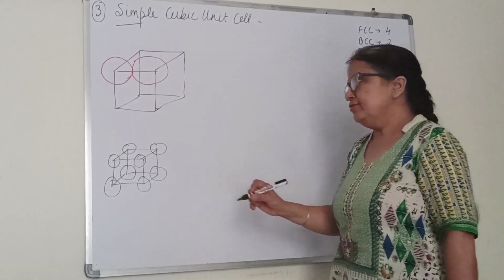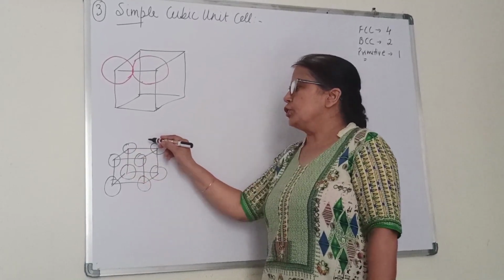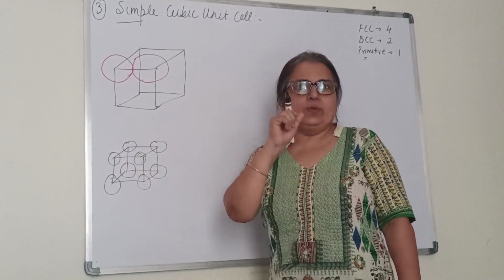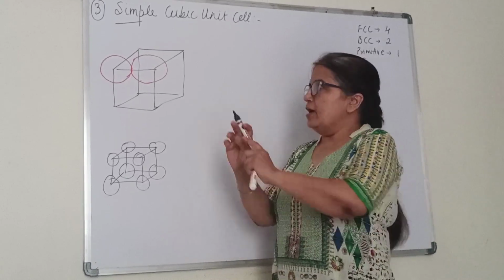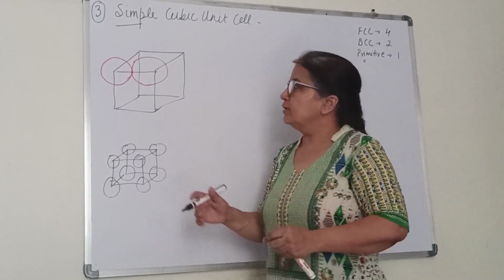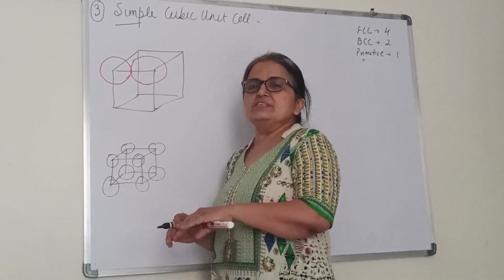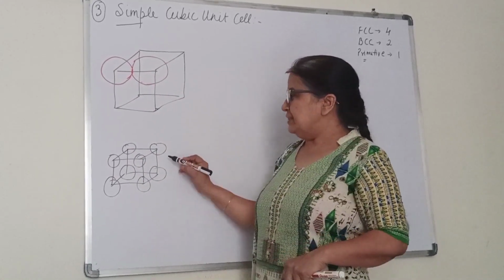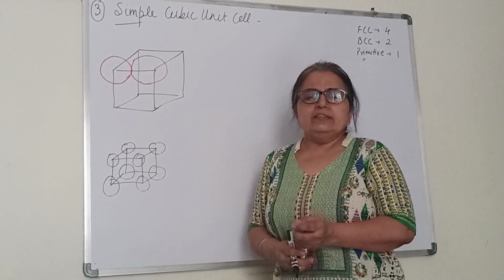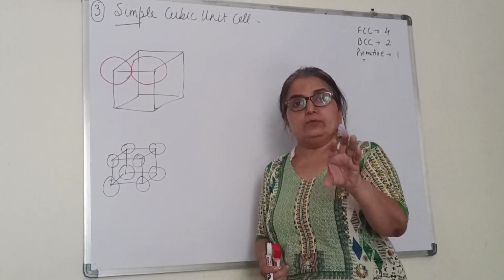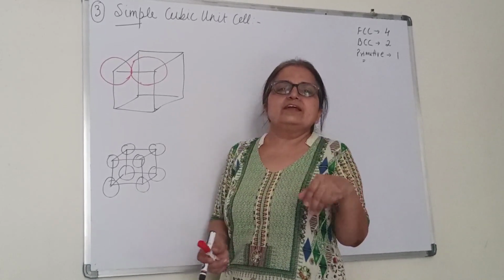What is primitive? All corners occupied by the constituent particle. Again, I have taken only one part of it. I have shown only these two constituent particles present at the corners. Actually, you might be thinking there is a gap between. That is only to show that these particles are there at the corners.